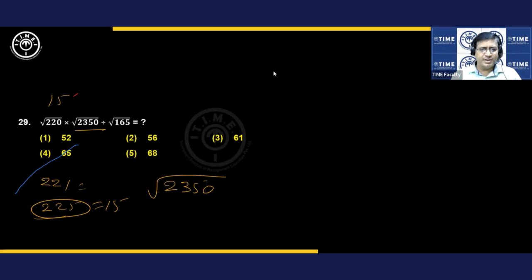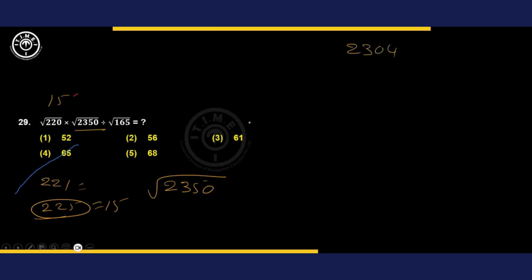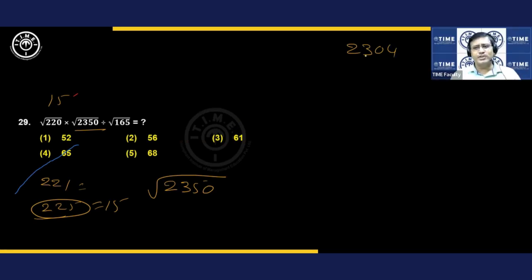Arjun is saying 48. Is it 48, Arjun? What is the value of 48 square? Number ending with 4, sir. 48 square is equal to 2304. Am I right or not? 48 square is equal to 2304. So 2350 means approximately 48.